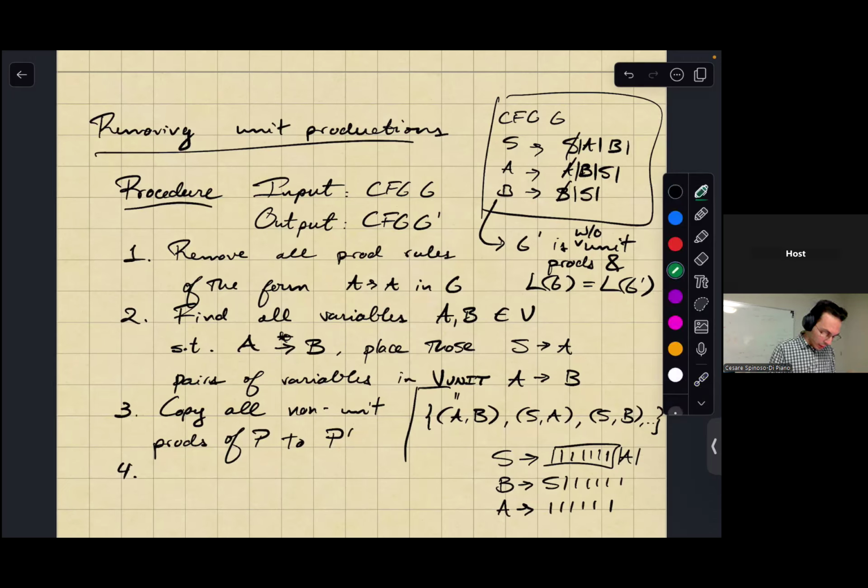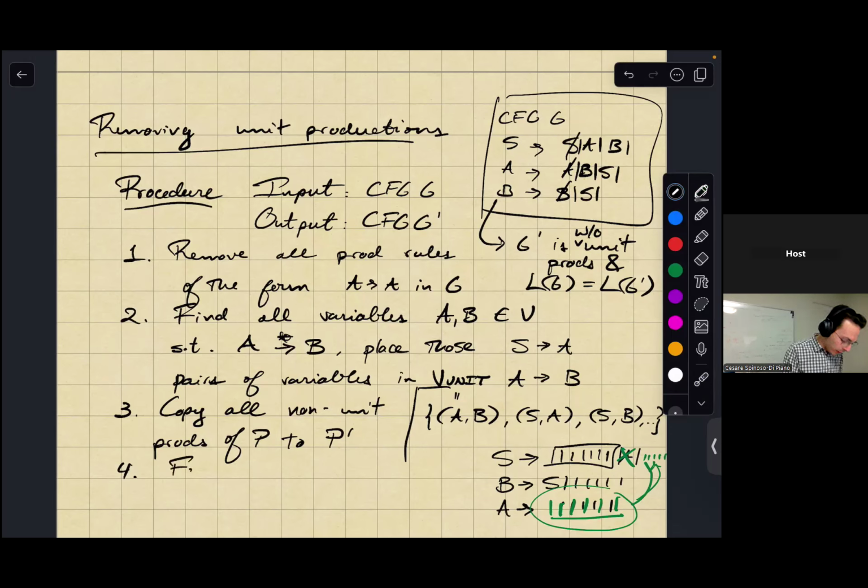So essentially, if these are in green, then I just want to copy these guys here, right? And of course, I've eliminated these from P prime, so they're not even in P prime. So I just have to take these guys and add them to the corresponding production rules of P prime. Okay. And that's the algorithm essentially, right?